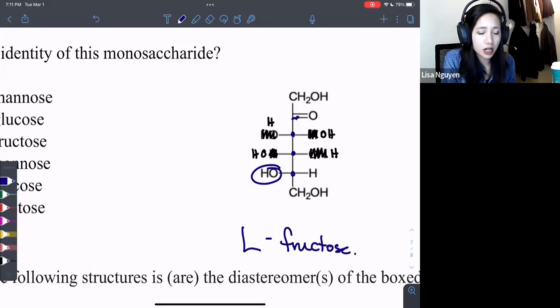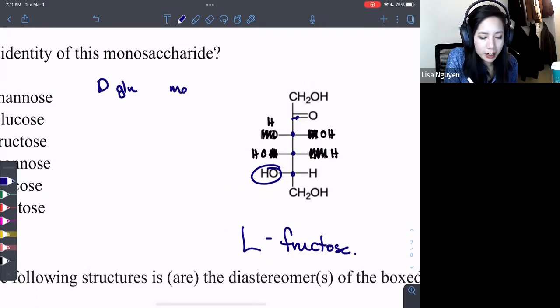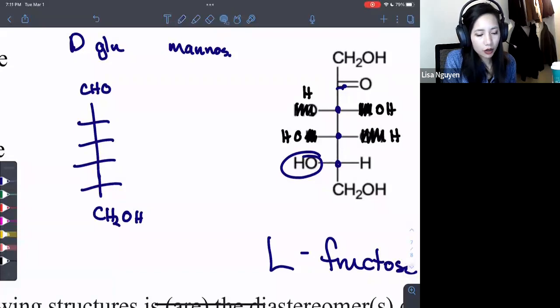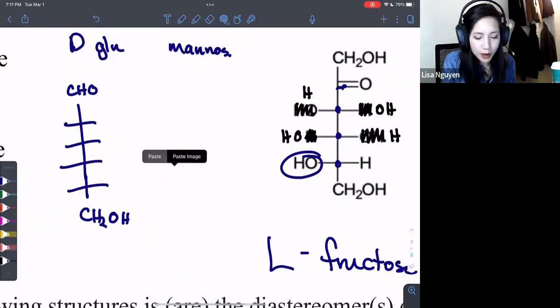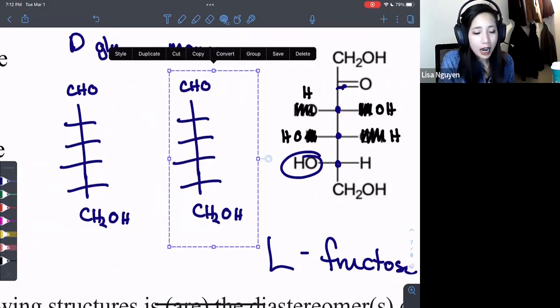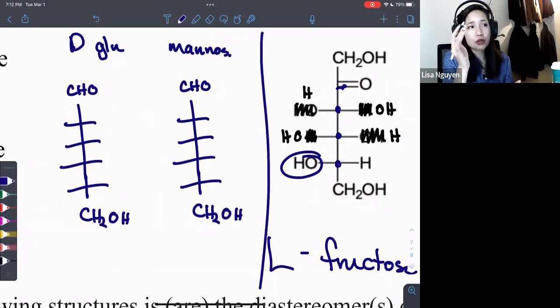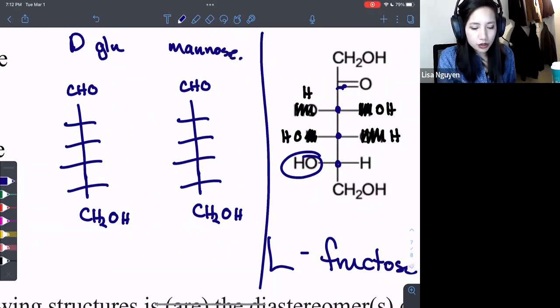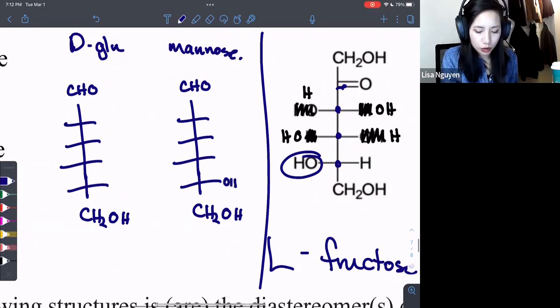For fun, let's just remember what D-glucose and mannose look like. D-glucose and mannose have 4 chiral carbons. So this is CHO, and then this is C2OH. That last carbon is not chiral on these two molecules, so both of them have the same structure. It's just how do the OHs, how do those stereogenic carbon centers, differ from one another? I know mannose, and remember, both of these are the D configuration, so the OH on the last one has to be on the right side.